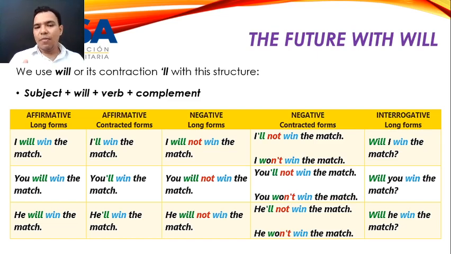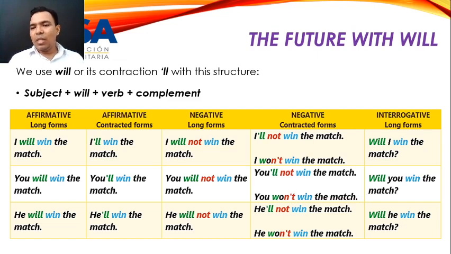For negative, we have the long form and also the contracted one. We can say I will not win the match or I won't win the match. The most common is won't. Won't is the most common expression to talk about negative sentences in the future with will. So, I won't sleep right now. Why? Because I'm making this video. Or, you won't pass this class if you don't study. That's another expression with will.